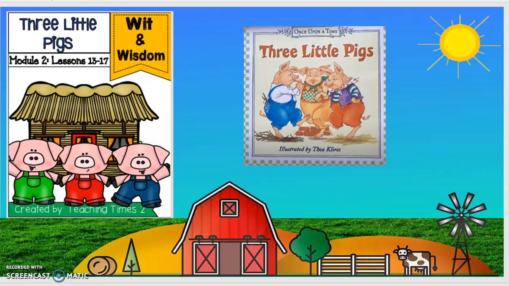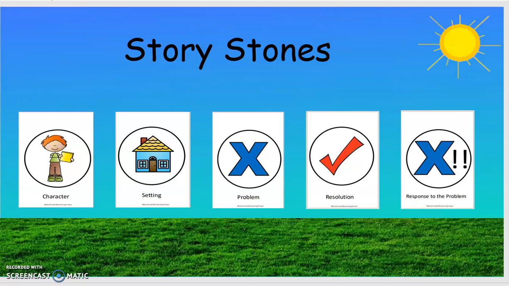I am going to read this story aloud to you. But before I hop into that, I want to help you recognize some of those story elements. You may remember these from earlier in the year, or maybe you recognize some of the pictures on them. These are called story stones. Now, I know they don't look like stones in this picture, but story stones are used to help you as a reader recognize different parts of a story.